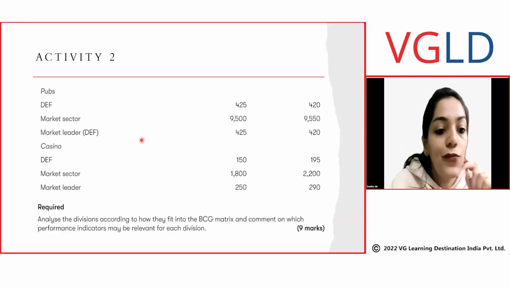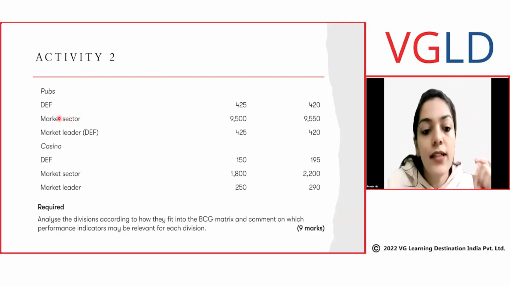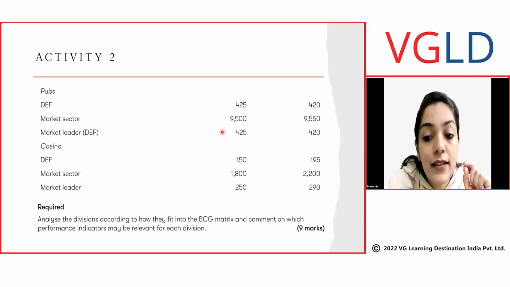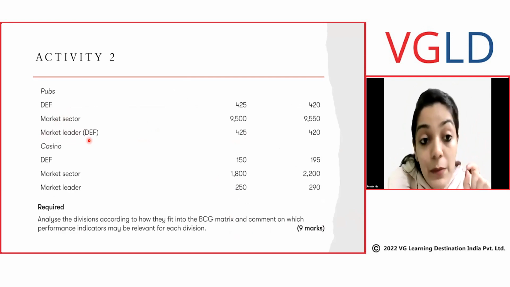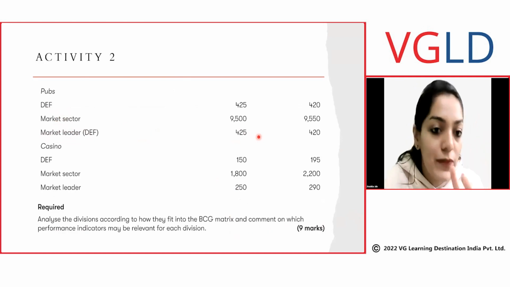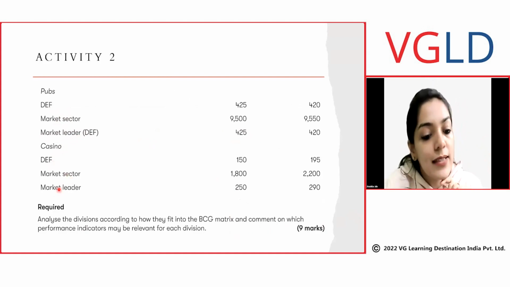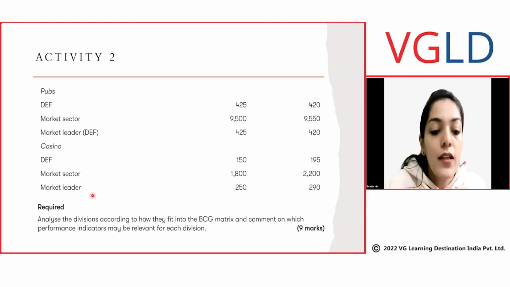Then for pubs, similar information: DEF, market sector, and market leader. See, it's given here that in pubs, DEF is the market leader. So do not make mistakes here. I have explained to you what relative market share and all is. Okay, you will be solving it on your own. And then they have given the same data for casino: DEF, market sector, and market leader.